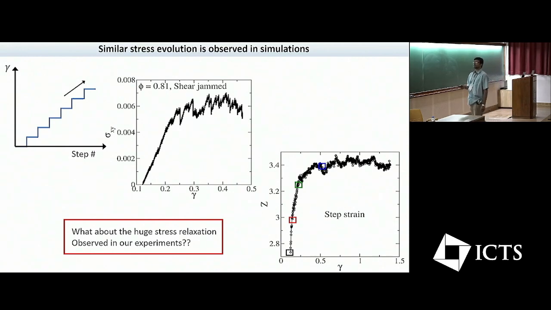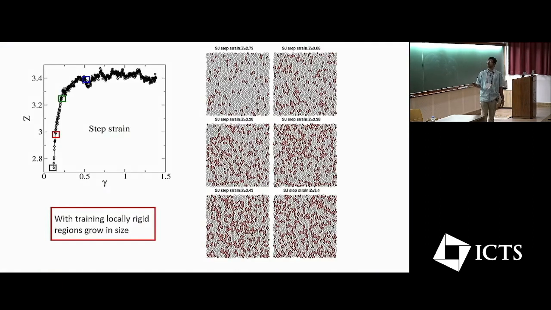One thing that is missing from the simulation, which comes naturally in experiment, is relaxation, because this simulation is ignoring hydrodynamics. We are working on this, and we have some ideas on how to reconcile it. Another interesting thing we obtained from the simulation is that with training, the average Z value increases. We looked at the locally rigid clusters in the system, and you see an evolution of local rigid regions, and finally this rigid cluster size becomes comparable with the system size.